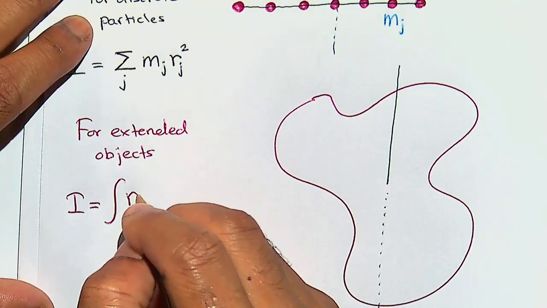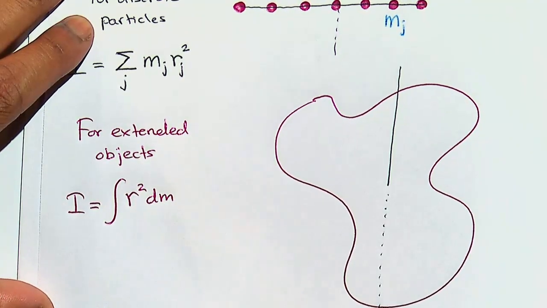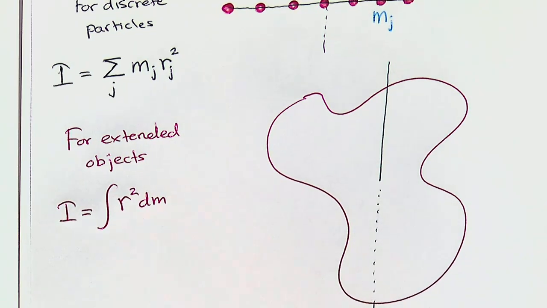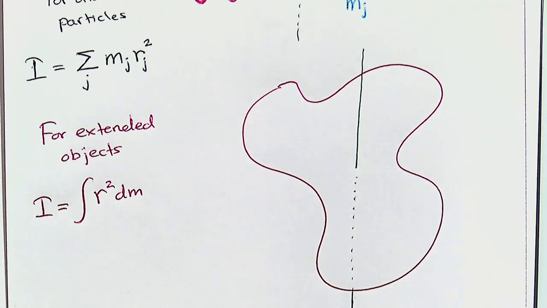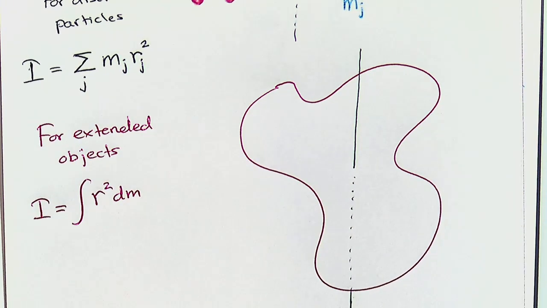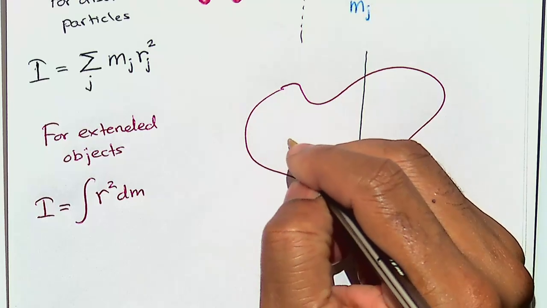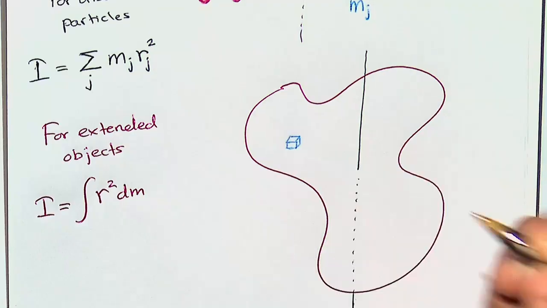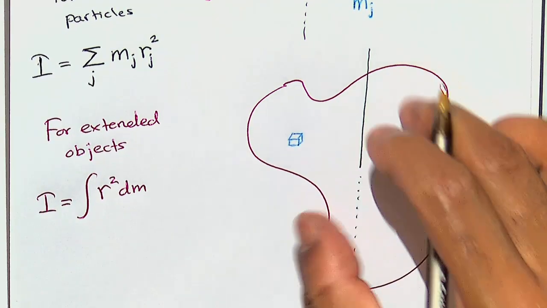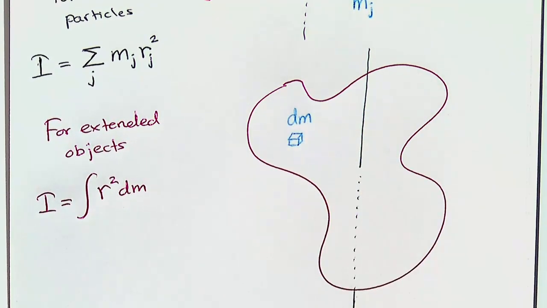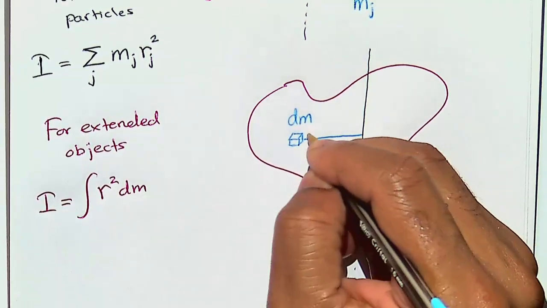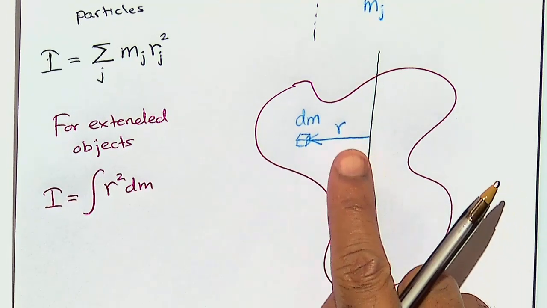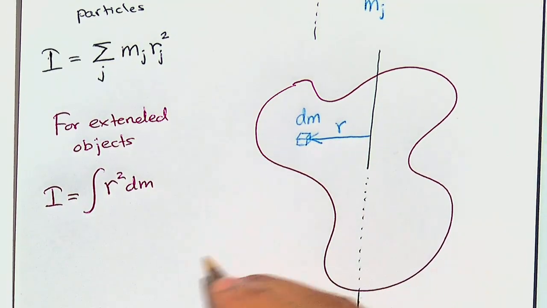You do the same thing, but you have an r squared, and instead of taking the masses of single points, you're taking a little dm, which is a little bit of this. So what is a dm? You come to this object, you break off a little chunk of it. That little chunk of this three-dimensional object, that's your dm. And then you find, okay, how far is it from the axis of rotation? It's some r away. You take r squared times dm, and then you add.